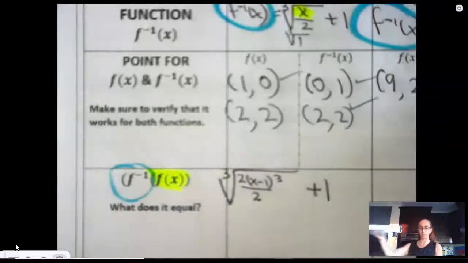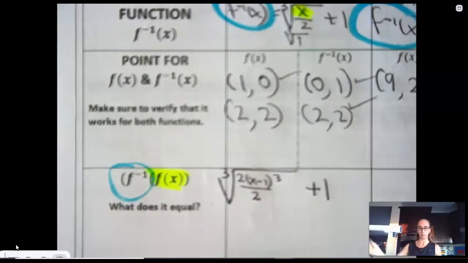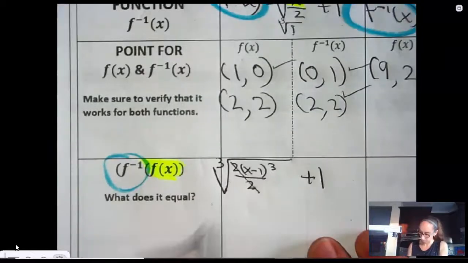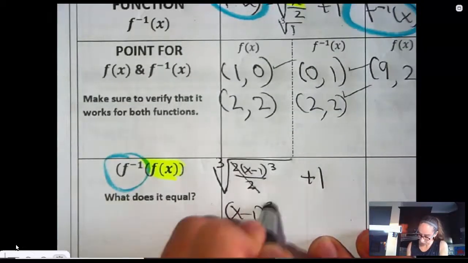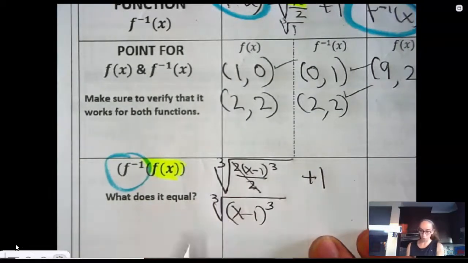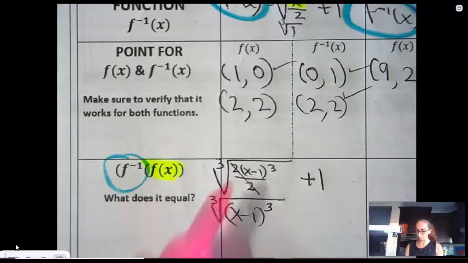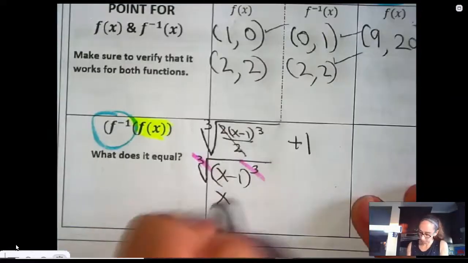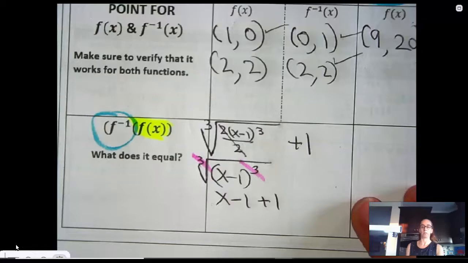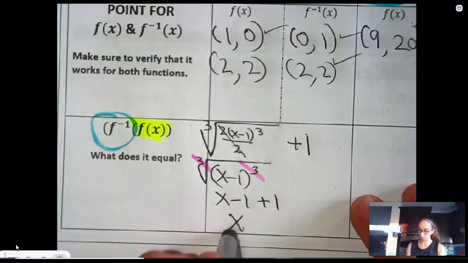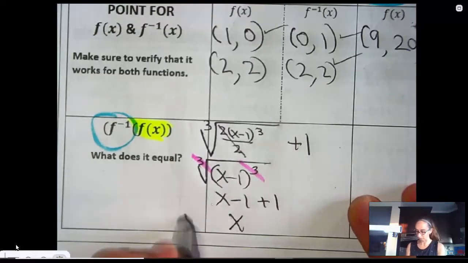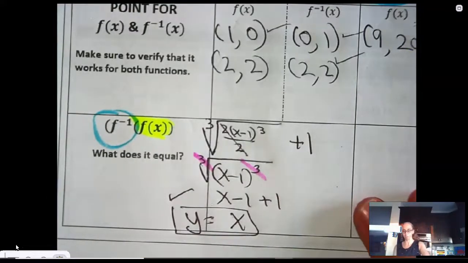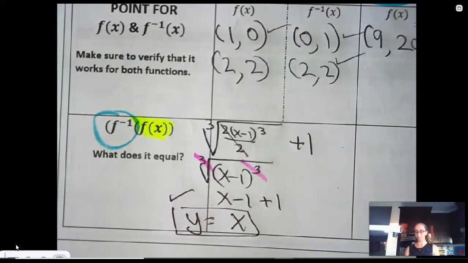We'll do more of this, okay? Hold on. Cool. Well, what's 2 divided by 2? Ah, that's 1. If I have x minus 1 cubed, and I have the cube root, what's true about the cube and the cube root? They cancel. And now I'm left with x minus 1 plus 1. And what's negative 1 plus 1? X. That reminds me of y equals x. That's how I know it's the inverse. And some of you go, what?